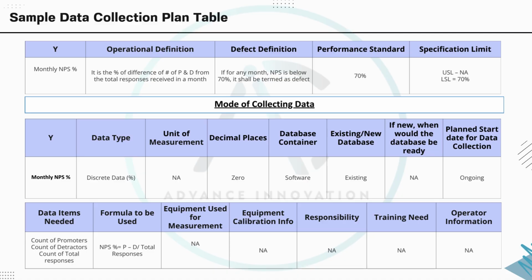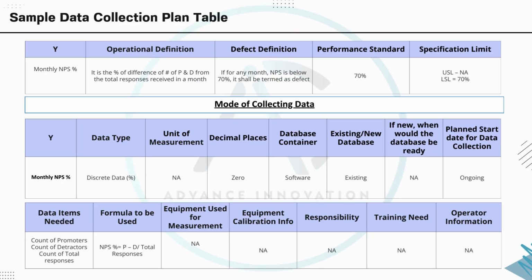Now, moving to the mode of collecting data section. The data type is discrete, expressed in percentages. Unit of measurement is not applicable since we're dealing with percentages. Decimal precision is 0, meaning whole number percentages will be recorded. The data will be stored in software using an existing database, and data collection is already ongoing.